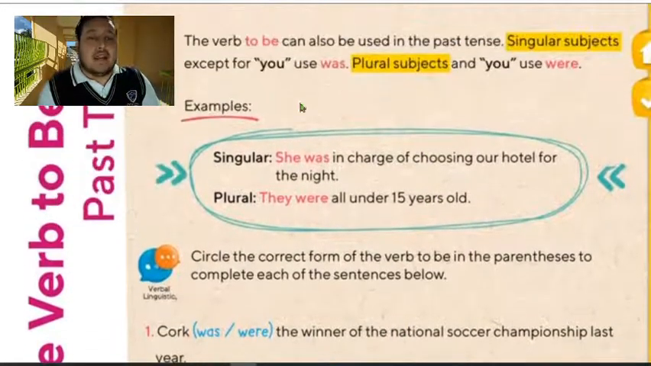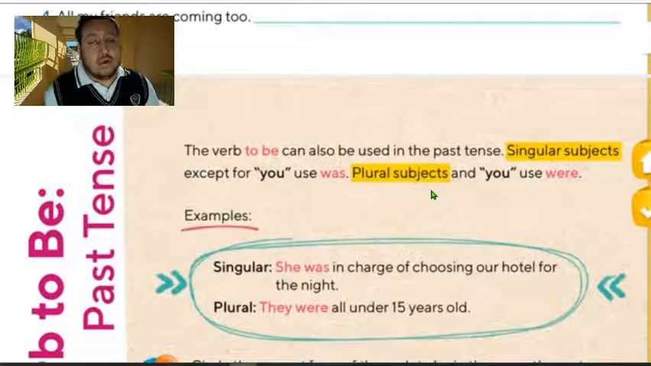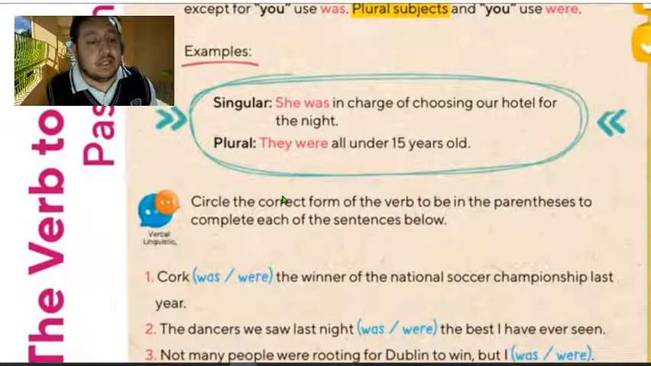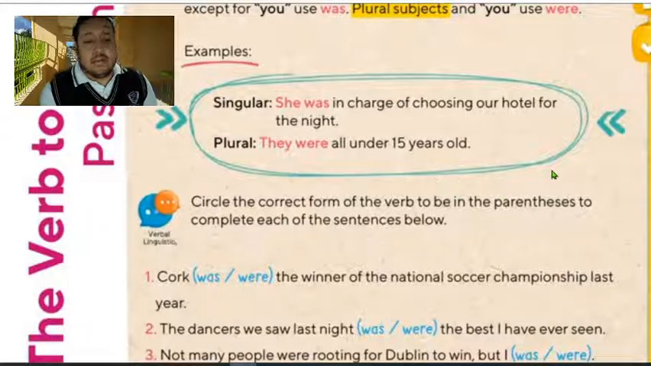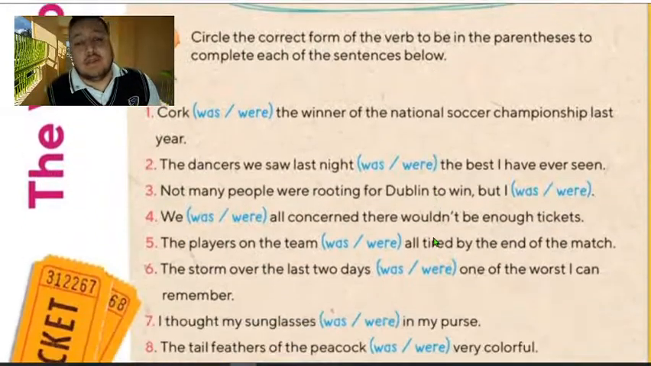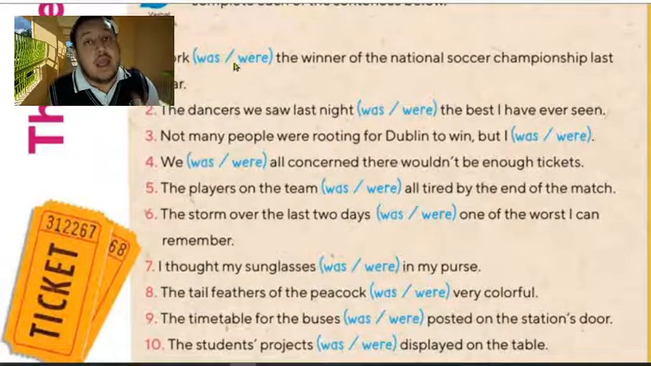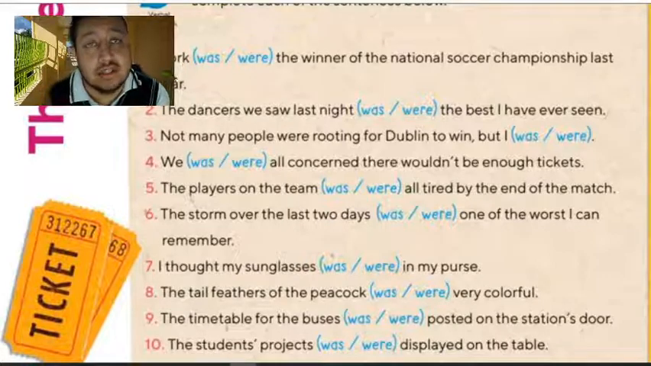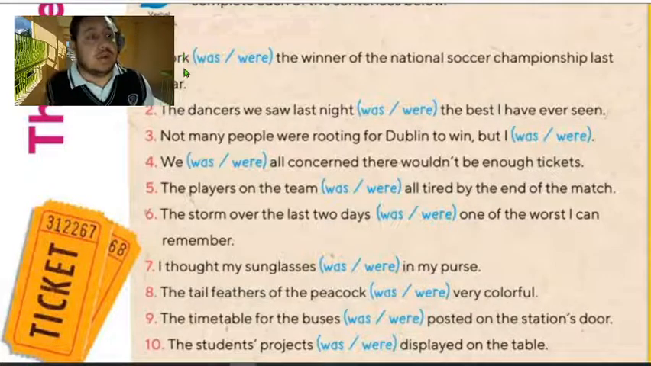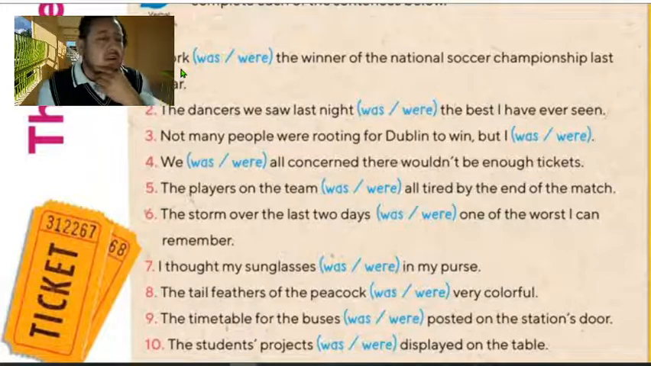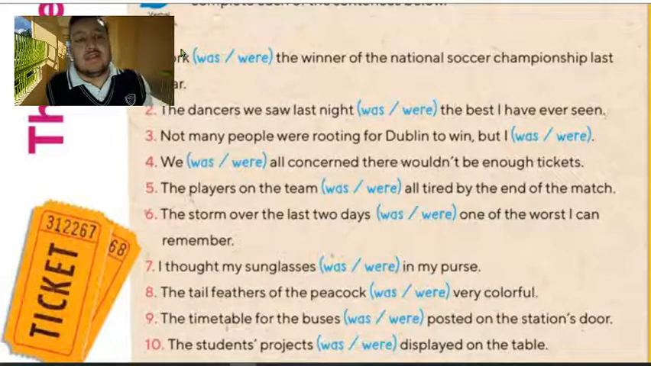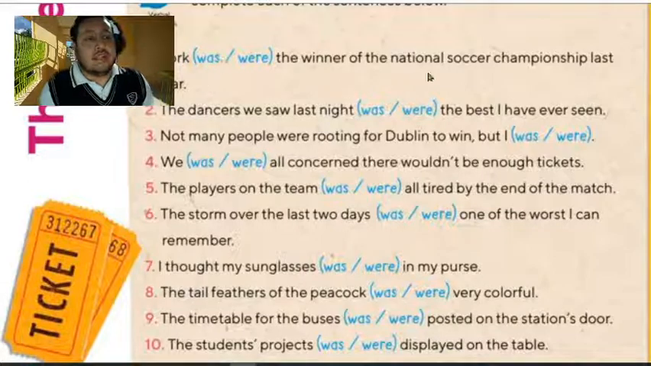And here, guys, if you have any questions on was or were, just send me a text and I will help you with this. Circle the correct form of the verb to be in the parentheses to complete each of the sentences below. So here, guys, what are you going to do? We need to select one of the two, but I want you to pay attention to the subject. Pongan atención en el sujeto. Like here it says Cork. This is a boy, or it could be a girl, I don't know. So Cork is singular. Cork was the winner of the National Soccer Championship last year.